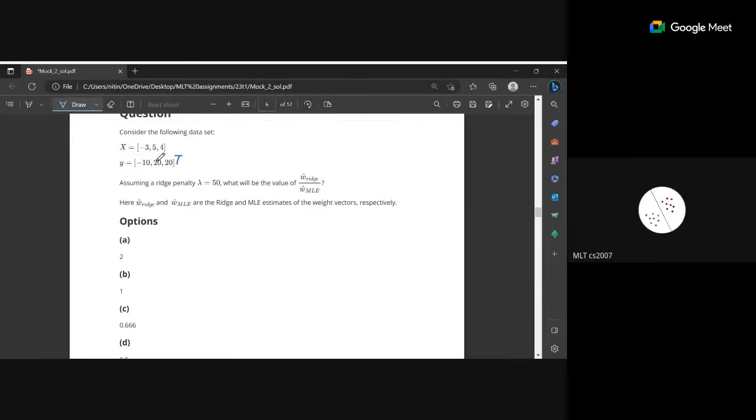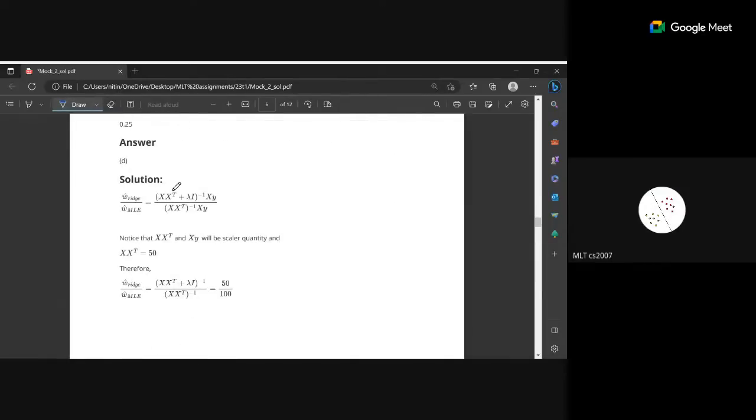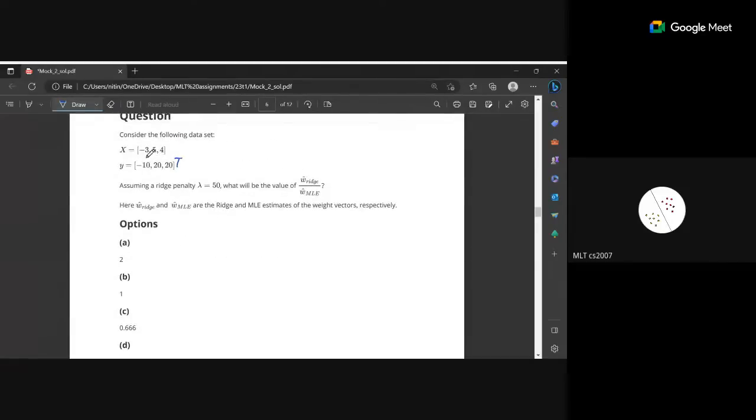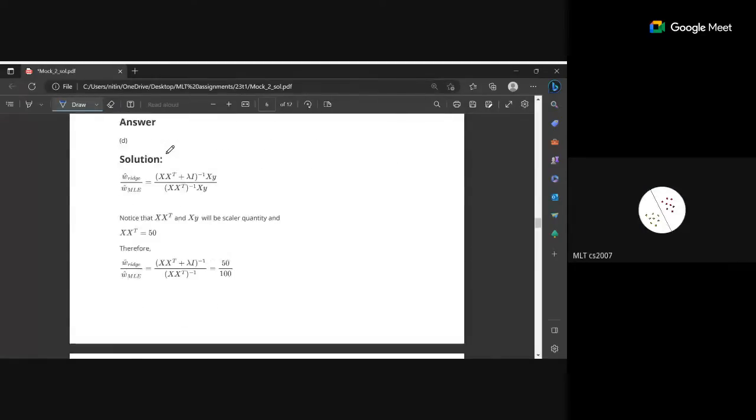X into y will be constant. Right, so can I cancel those? It's a constant, again this will be constant. If you look at XX transpose, it will be the same. It's a constant again. And if you find XX transpose, it's going to be 50.